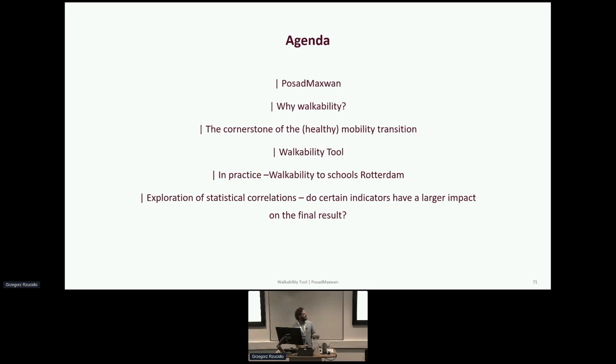Then I'm going to give a quick answer to that question, basically saying that we think walkability is the cornerstone of the healthy mobility transition. Then I'm going to dive into the walkability tool itself and take you through the process of development and the final results. Then I would like to share with you an example of how we applied our walkability tool to one case study in the city of Rotterdam. And if time permits, I'll also give you a sneak peek into what we are doing these days with our walkability tool, which is basically an exploration of statistical correlations where we ask ourselves the question, do certain indicators have a larger impact on the final walkability score than others?